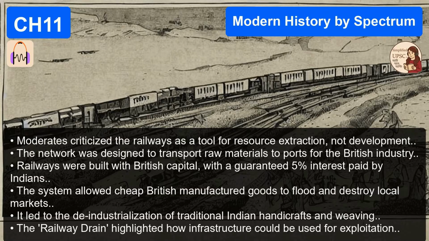If we have to give the early nationalists a report card, was the moderate phase a success or a failure? It is a very complex evaluation. If you measure them by their stated immediate goals, you could argue they failed. They did not achieve self-government. And despite their brilliant economic critique, they completely failed to stop the economic drain. In fact, British exploitation only increased during their tenure.